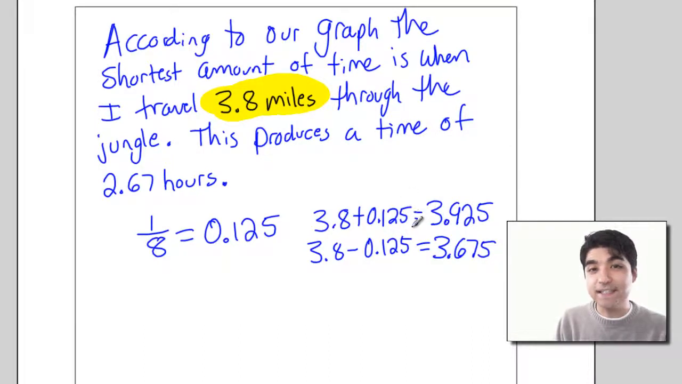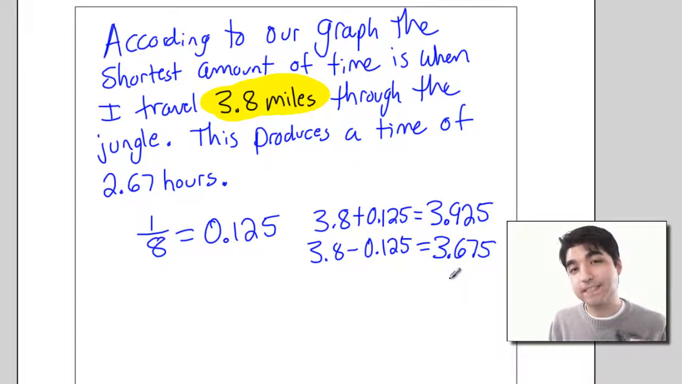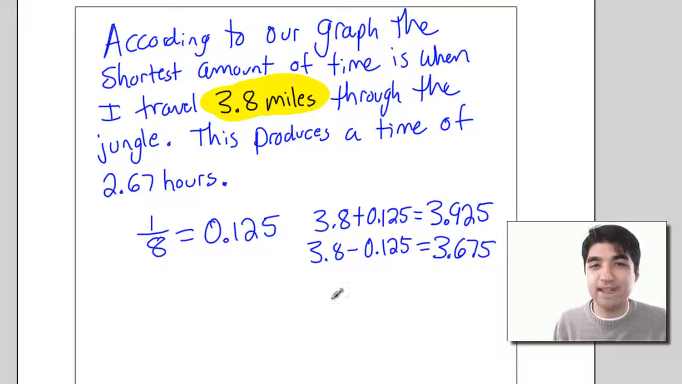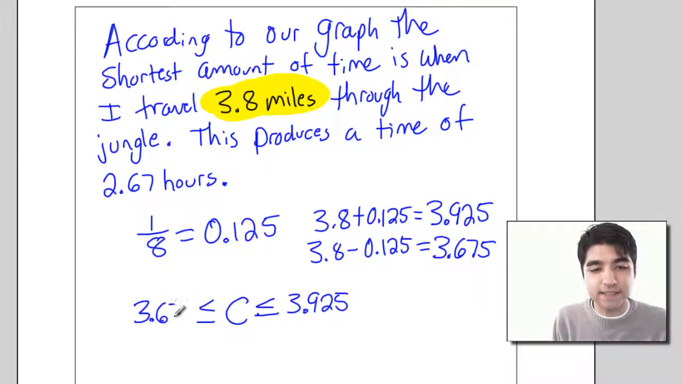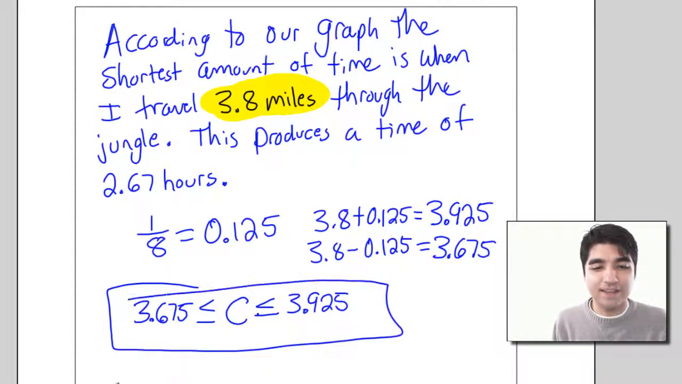Okay, so this is taking into account our tolerance. So we could be traveling 3.925 miles, or we could be traveling as little as 3.675 miles and still reach our destination because of the error in our GPS. Okay, so how you would write that nice and cleanly is that C is in between two numbers. The bigger number is 3.925. You write the bigger number on the right, and the lesser number is 3.675. And that's the nice, clean, geeky, mathematical way to write that.